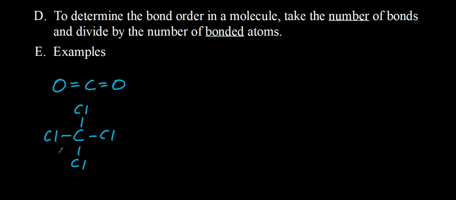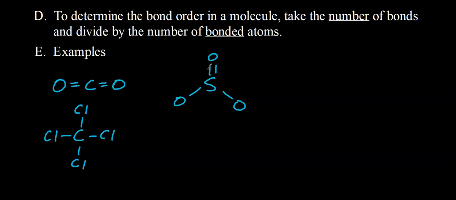How about sulfur trioxide? Go ahead and pause the video and determine the bond order in this molecule. Do that now, please. All right, so this time we have 4 bonds, 2 single, 1 double, so it's going to be 4 bonds divided by 3 bonded atoms, and we get a bond order of 1.33.